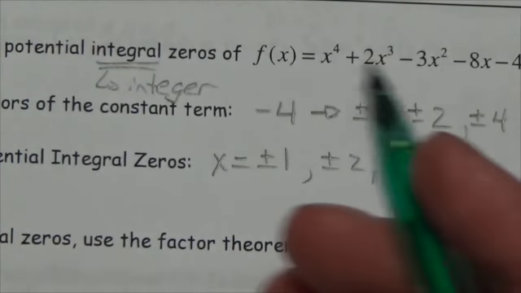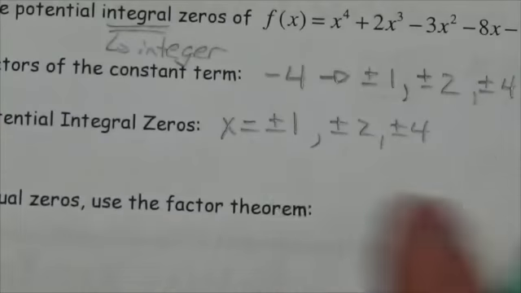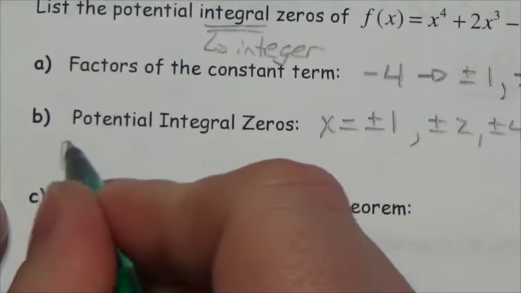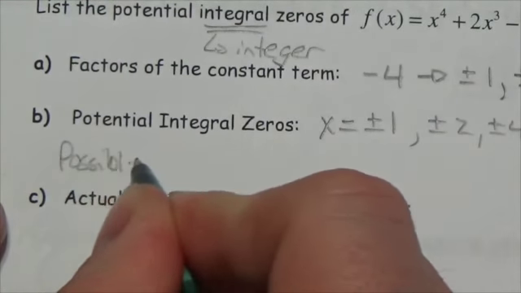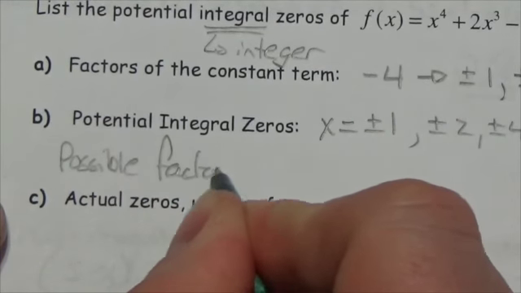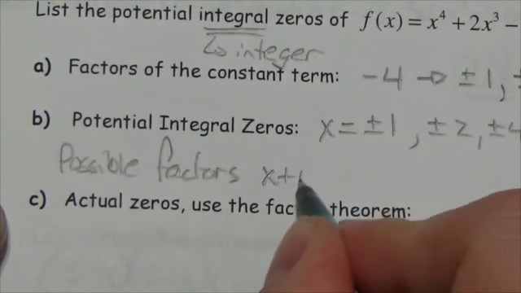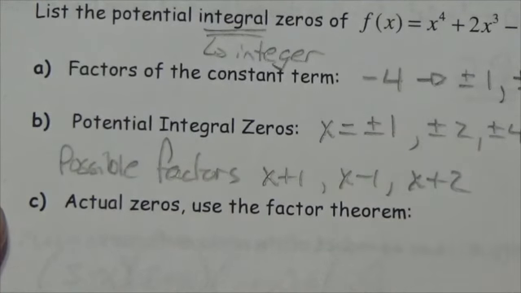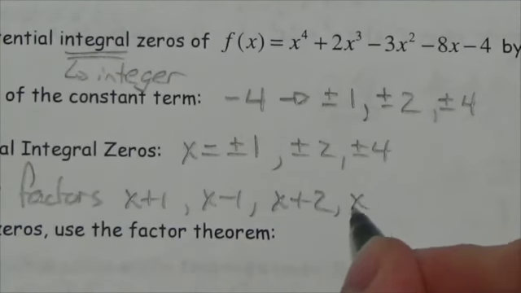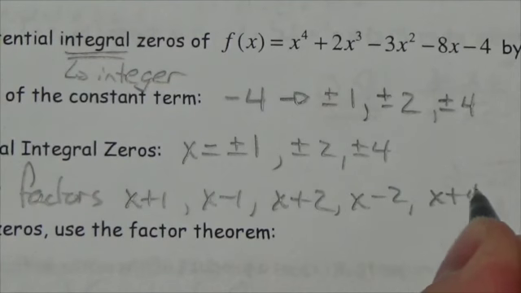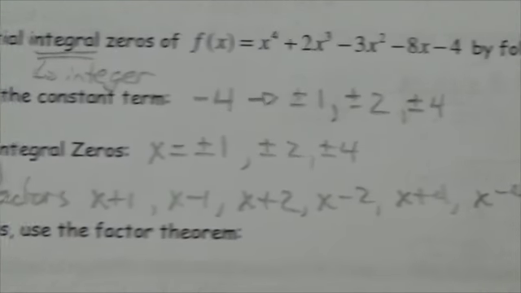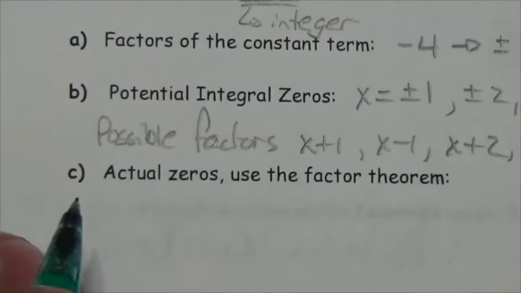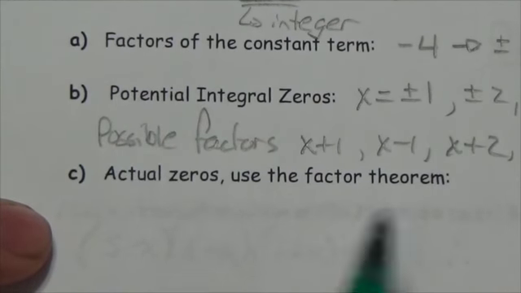Now, what that suggests is that the possible factors, and I'll write it out like this, are x plus 1, x minus 1, x plus 2, x minus 2, x plus 4, x minus 4. Those are the possible factors here. Now, my next step is asking for the actual zeros using the factor theorem.